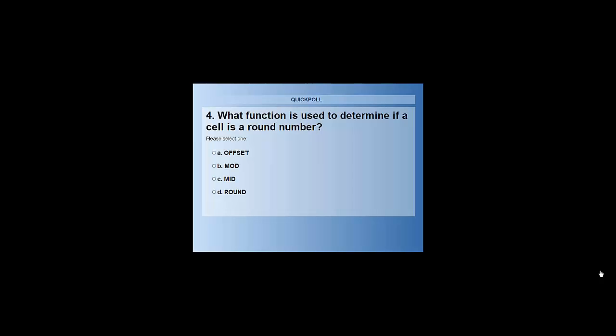So what function is used to determine a round number? Is it the offset, the mod, the mid, or the round? And I will start looking at the questions if you want to take a few seconds to start answering that. Thank you.